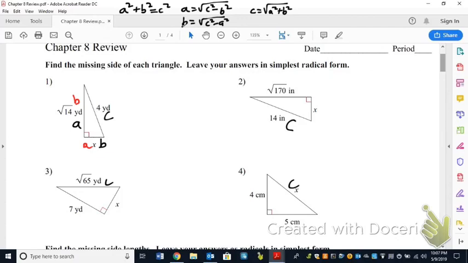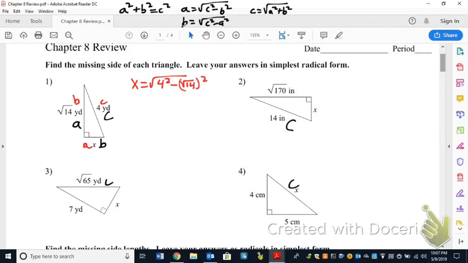So what we're going to do first is the red. If I'm doing the red, then I'm looking for a. So now a equals the square root of c squared minus b squared. In this case, c squared would be 4 squared, and then b squared would be the square root of 14 squared.